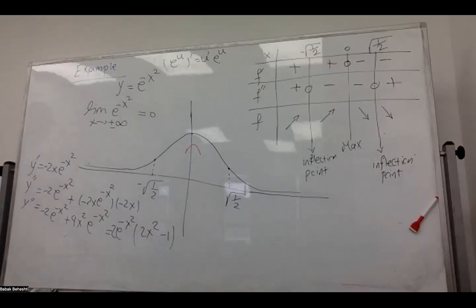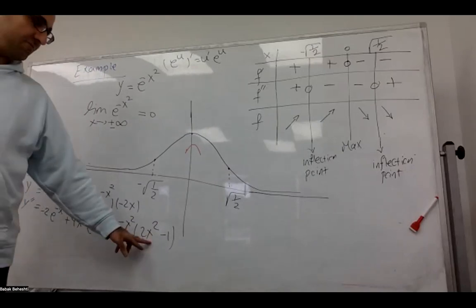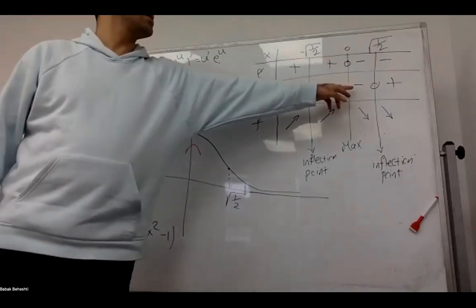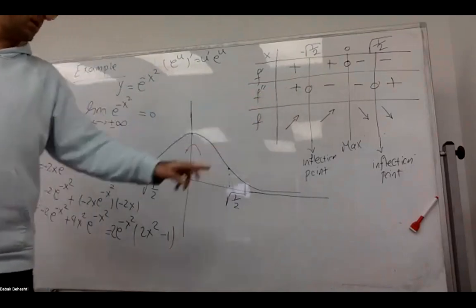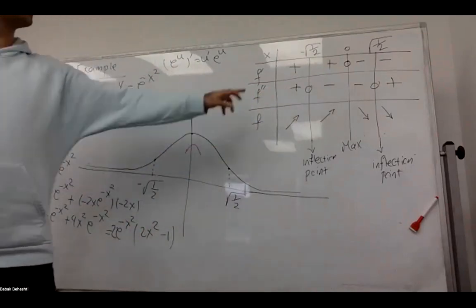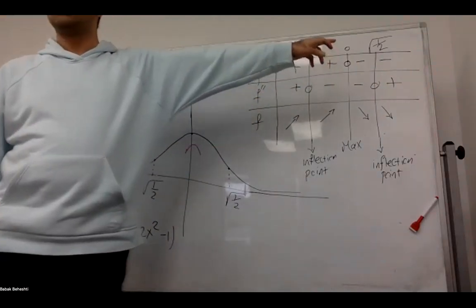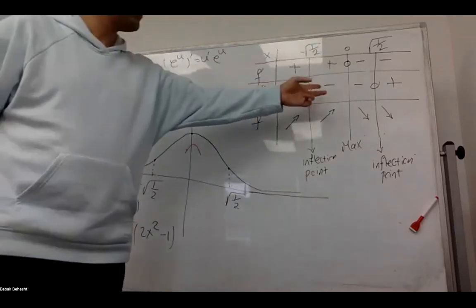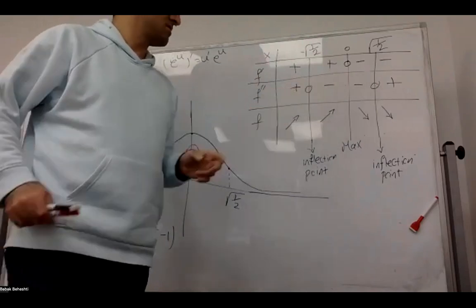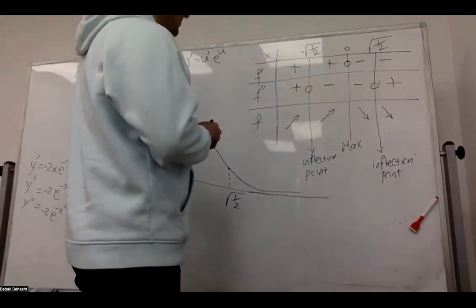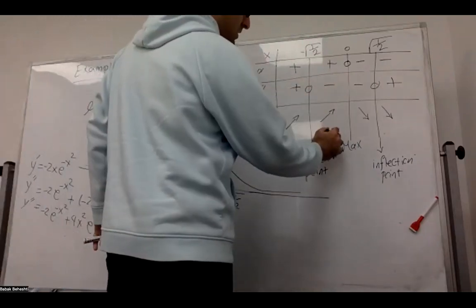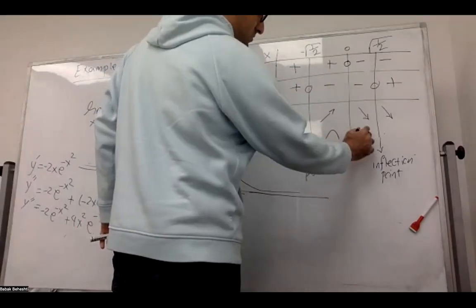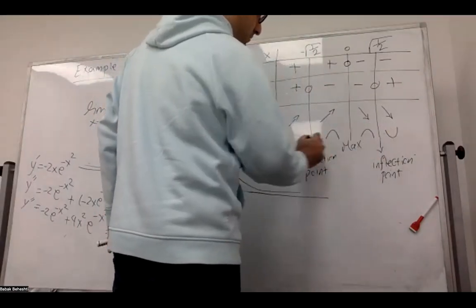Okay. Now, based on this, I can tell if x is between these 2 points, it's negative. So this is right. If x is between minus root half and plus root half, then f double prime is negative. And here is positive, here is positive. So that means here is concave down, concave up.